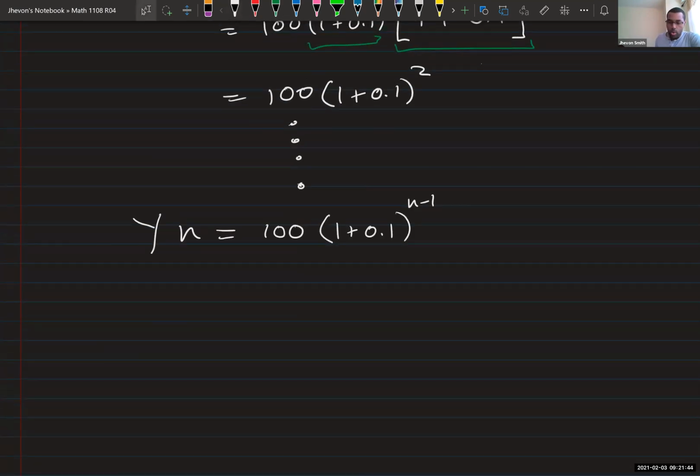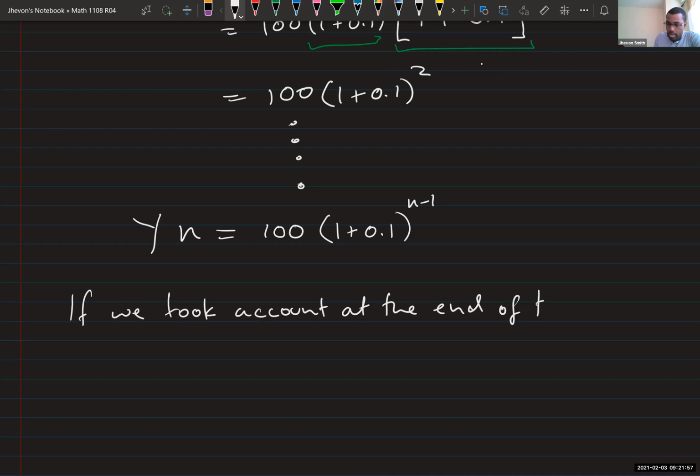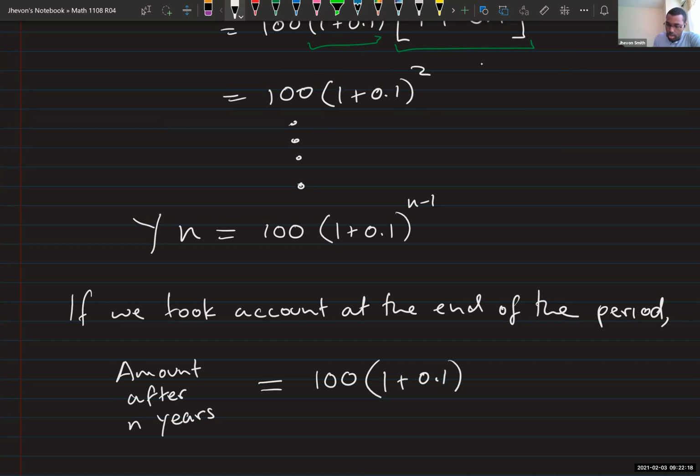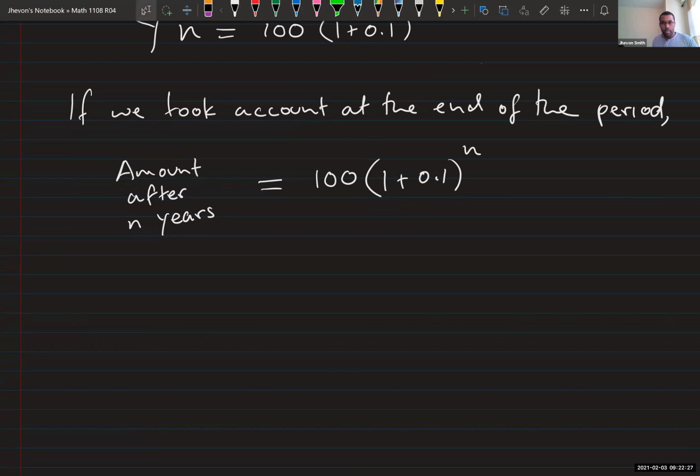And normally, if we took account at the end of the period, then it will bump up by one more. So the amount after n years would be equal to 100 times 1 plus 0.1 to the n. Okay, if we take it after we gain the interest at the end of the year, which usually that's how we calculate it in finance. Right? We do it at the end of the year.